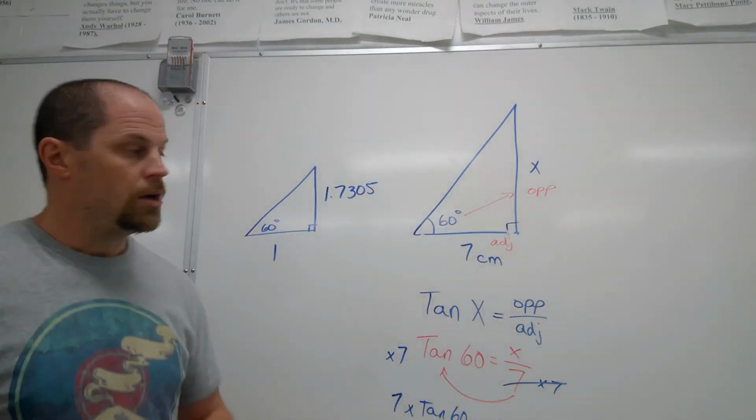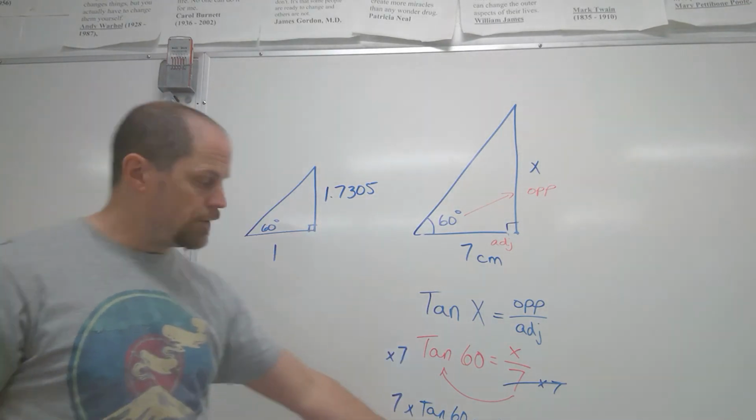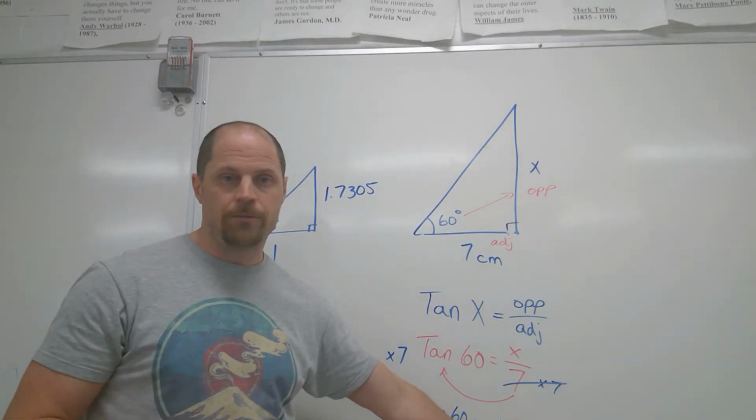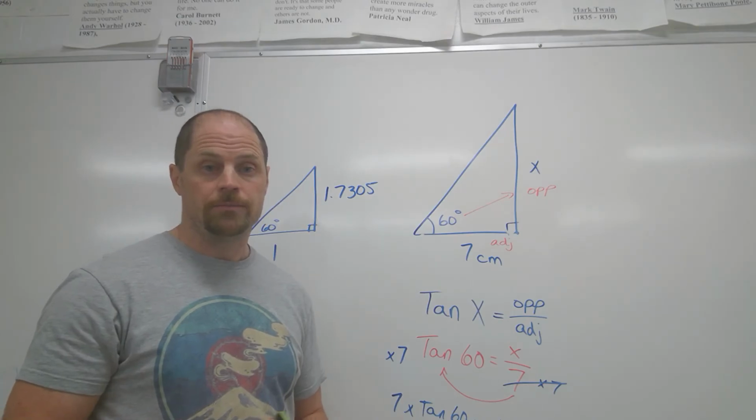So just a note, we always keep 4 decimal places for the ratio. The final answer we can leave with 1 decimal place. Make sure you put the units in there. Take a look at the question to make sure you have the right units.